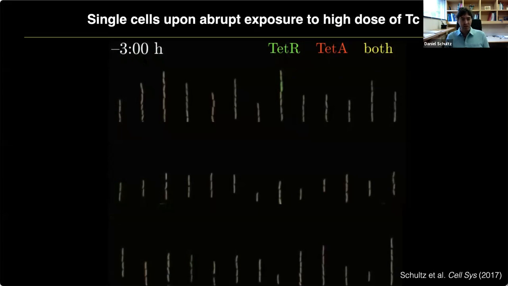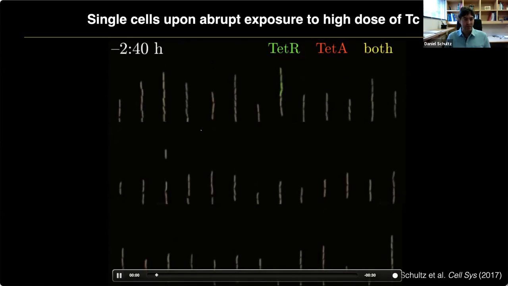So here is resistant E. coli. We're going to expose them to tetracycline at time 0 here, and we're measuring expression of these two genes. The red is TetA, the efflux pump that kicks tetracycline out of the cell. And green is the repressor of TetA. So I'm going to start the video here.